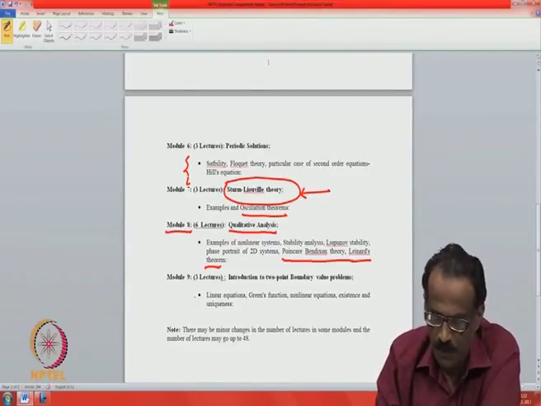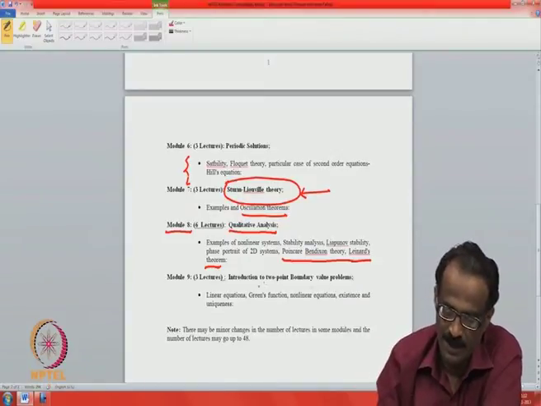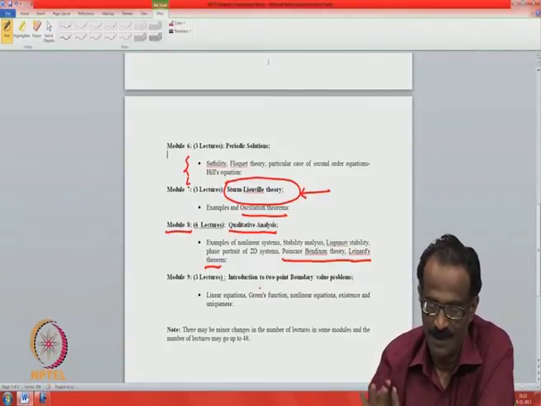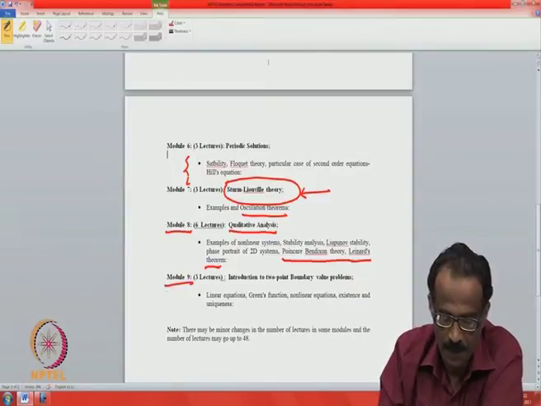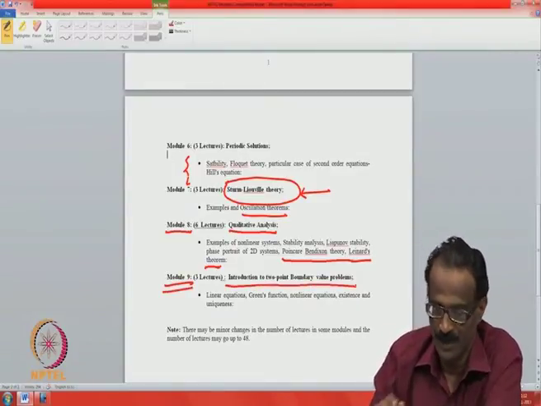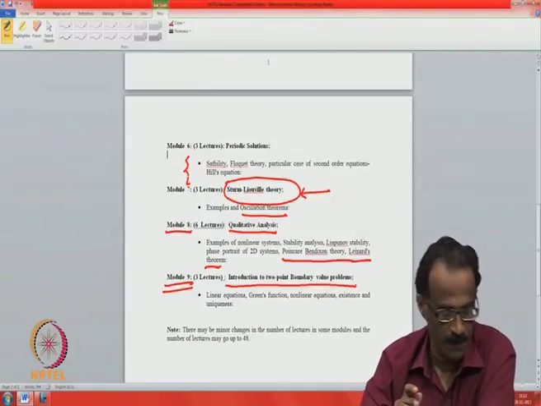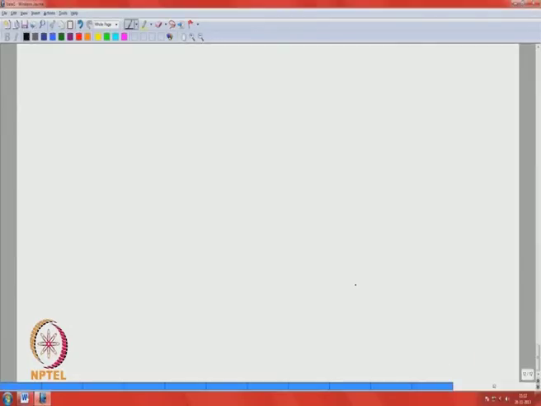We will also give a few lectures, though we do not spend too much time because it will go beyond the number of lectures we planned for a one semester course. It is difficult, but we will try to give a little bit on the introduction to two-point boundary value problems, and that is what we are planning to do in this entire course. So, let me complete this. I have just 3 to 4 minutes.